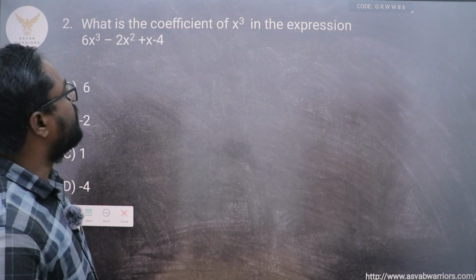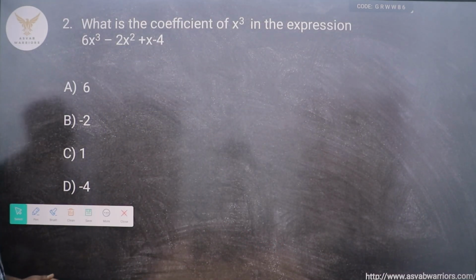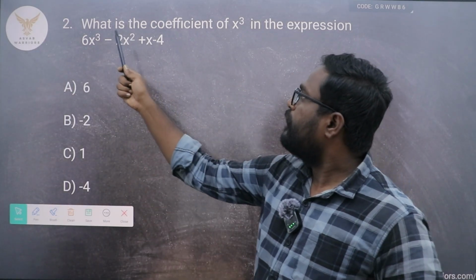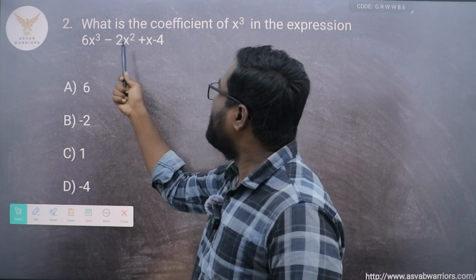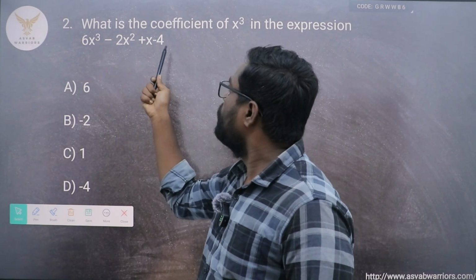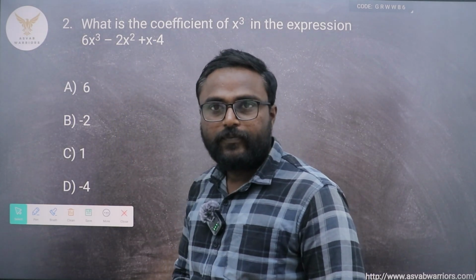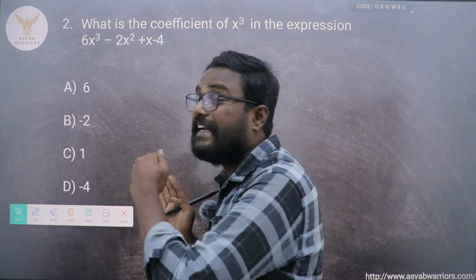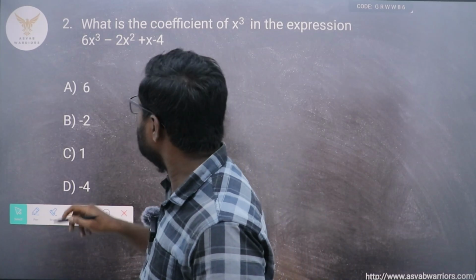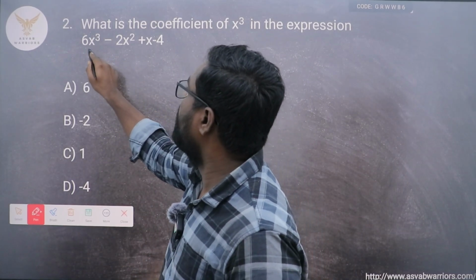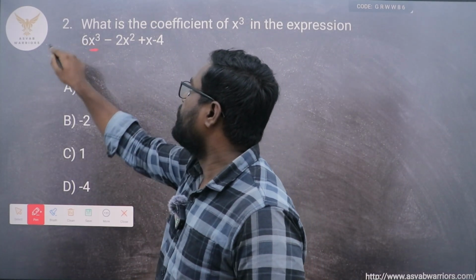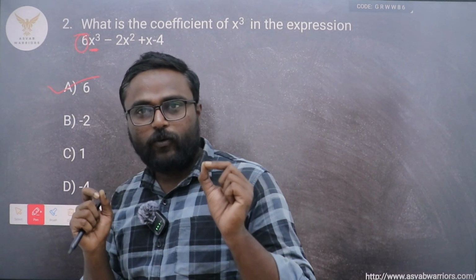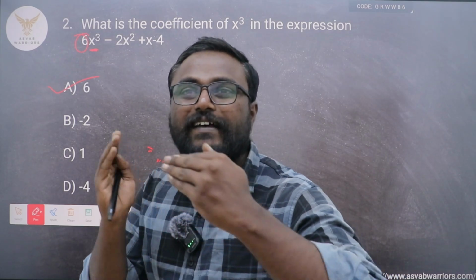The question says, what is the coefficient of x to the power 3 in the expression 6x cube minus 2x square plus x minus 4. Basically you need to find the number. Coefficient means the number that is behind the variable. So I initially need to find where x cube is, here it is. What is the number behind it? 6. So answer A is correct. Therefore always remember, coefficient is the number behind the variable.